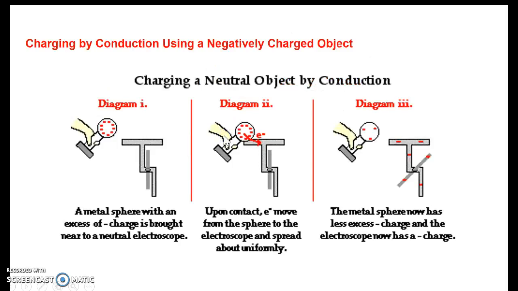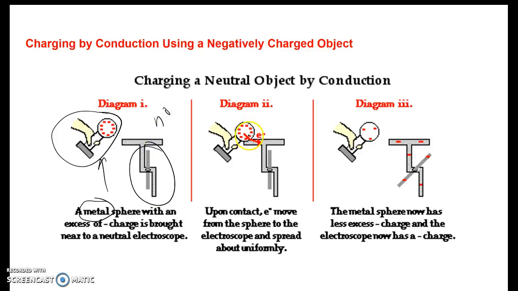So here's an example of charging by conduction using a negatively charged object. So you have your metal sphere, and it's negative. Now here's the deal: this is metal, okay, and we're going to get back to why that's important, because you have to have a conductor in this step. So now you bring this near an electroscope. An electroscope is neutral, so it has no charge.